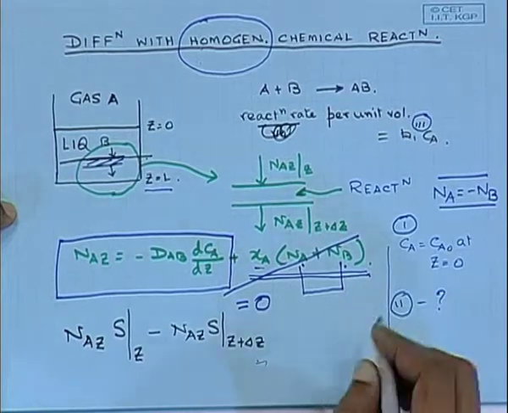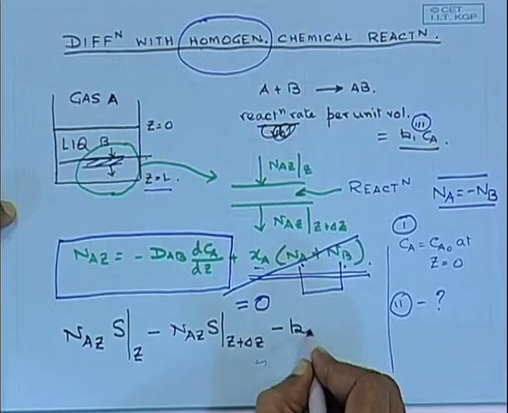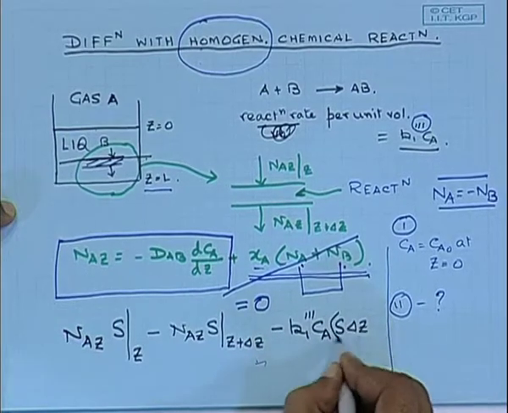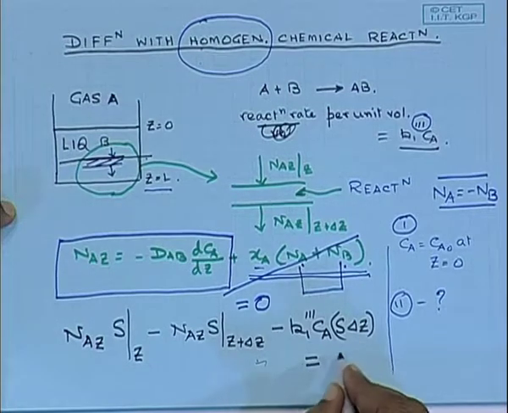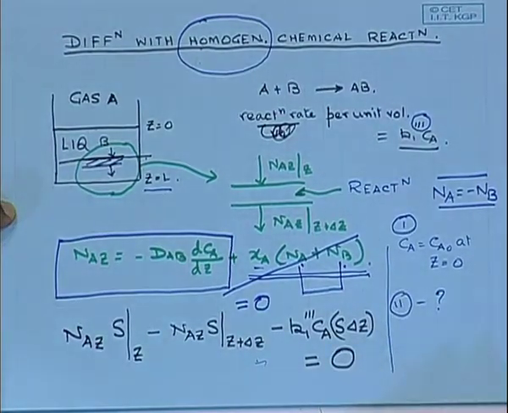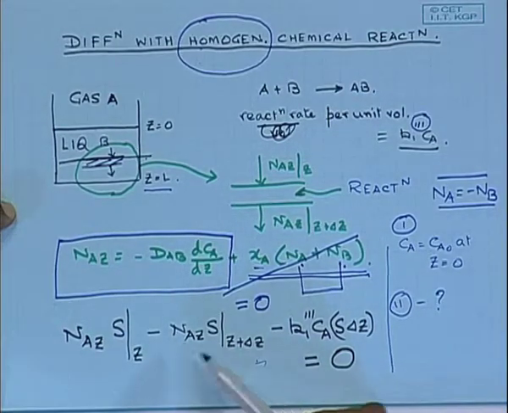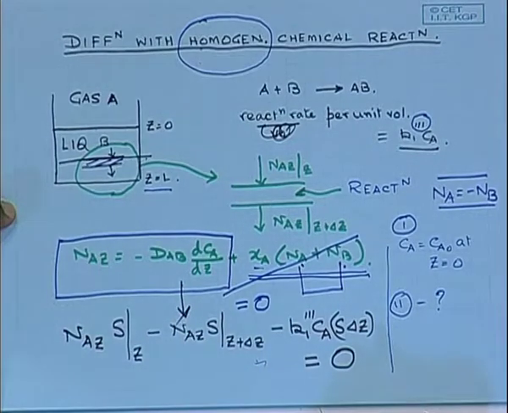So, as a result of that, we can substitute the reaction term: minus K1 triple prime CA S delta Z. Collectively this is the volume, so this makes it moles per unit time. At steady state, the sum of all these would be equal to 0. Now, the next step is obvious. We are going to divide both sides by delta Z and take the limit when delta Z tends to 0. So, what I am going to have on my left hand side is minus d dz of NAZ, and we already know what the expression for NA is going to be in this case.